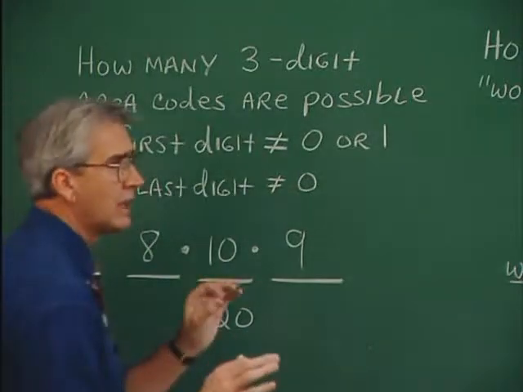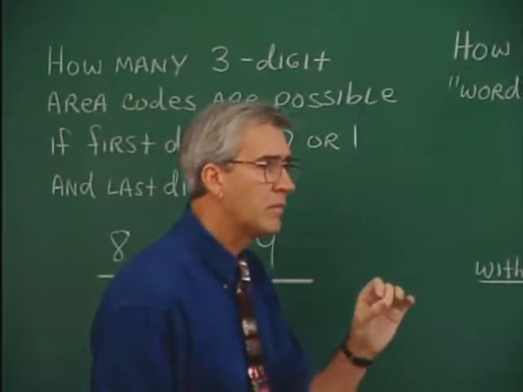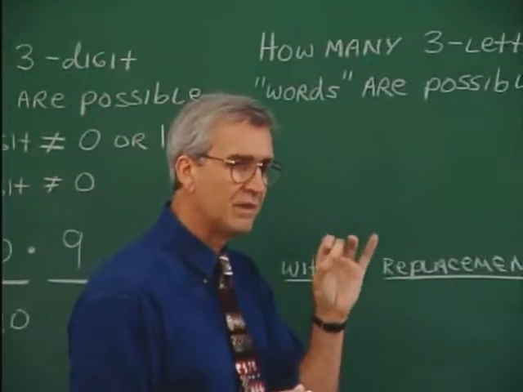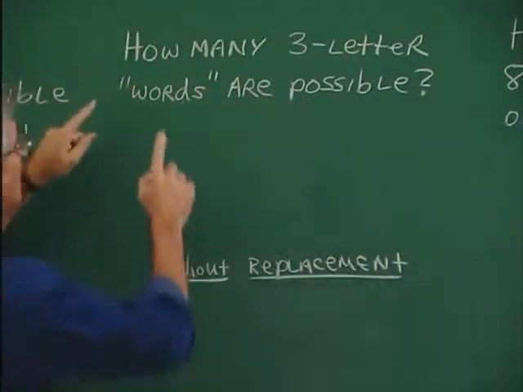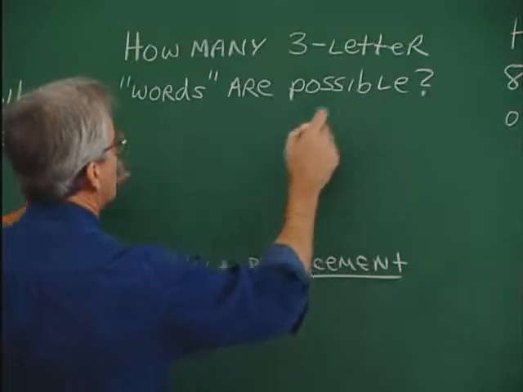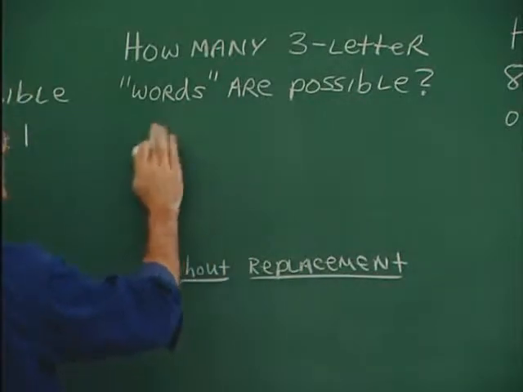So all we're doing is multiplying the possibilities, the number of options that we have in each stage of the game. Here's another example. How many 3-letter words are possible? Now, by a 3-letter word, I'm not limiting us.